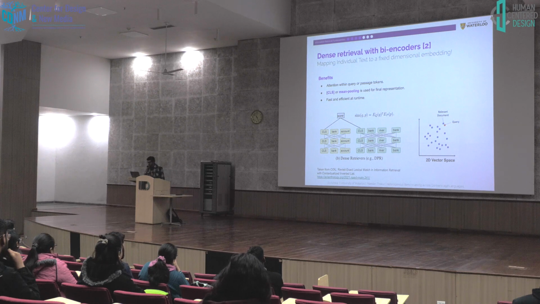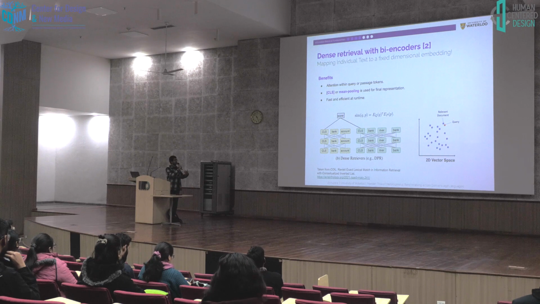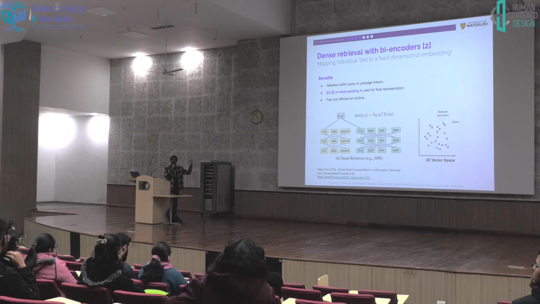If you see this example, here the query has a CLS token, a token which we usually add, and then bank account, and there is only attention mapping. These models are most typically nowadays transformer based models, and what they do is compute the attention only between the words within the query or within the passage. So there is no cross attention.